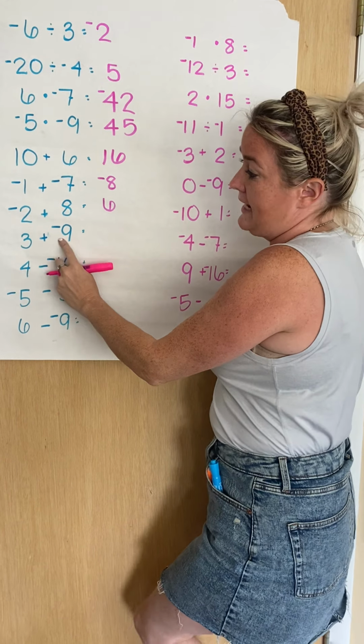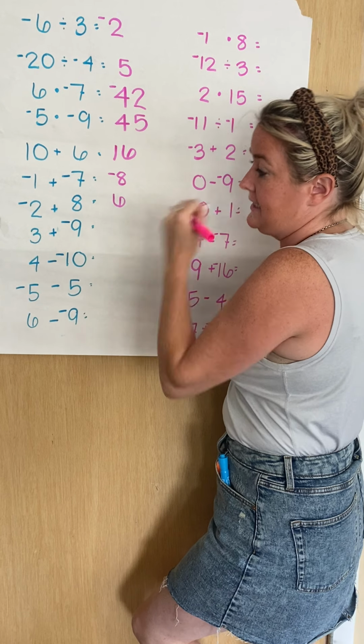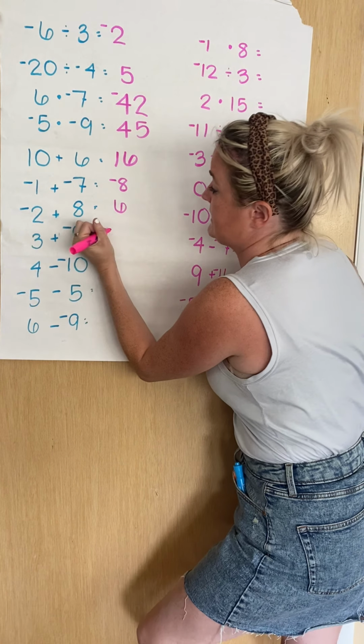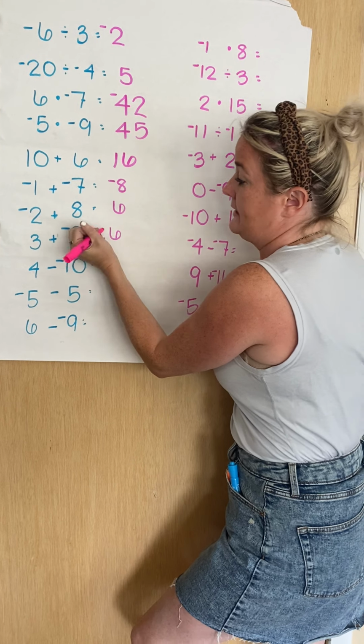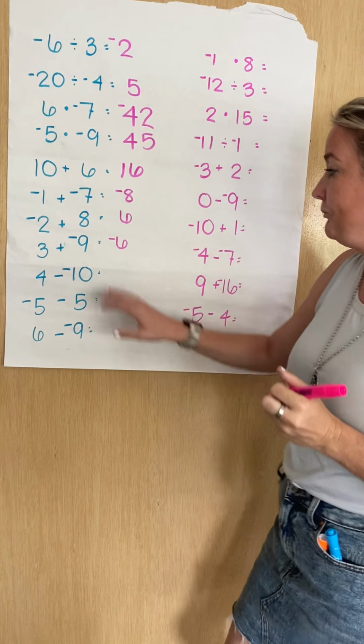Next, I have 3 plus negative 9. My signs are different, so I need to find the difference between 9 and 3, which is 6. And since 9 has a larger absolute value and it's negative, my answer will be negative.